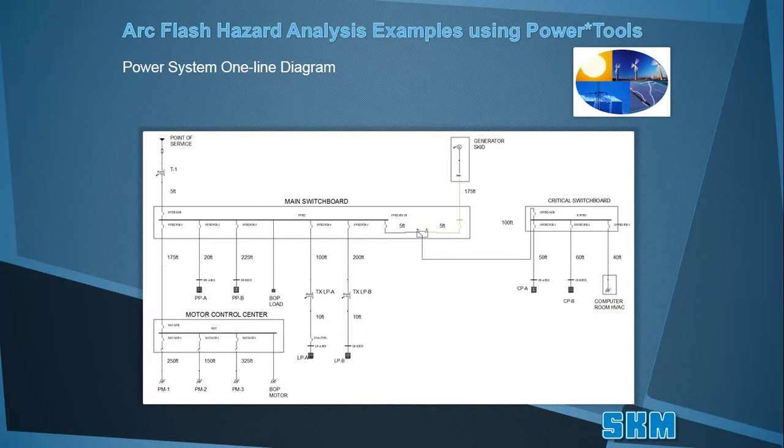Here is an electrical power system that contains switchgears and motor control centers. We will look for any equipment that may experience an arc flash incident energy greater than 8 calories per centimeter squared. Afterwards, we will also make necessary changes to the system to bring the arc flash incident energy to more acceptable levels.